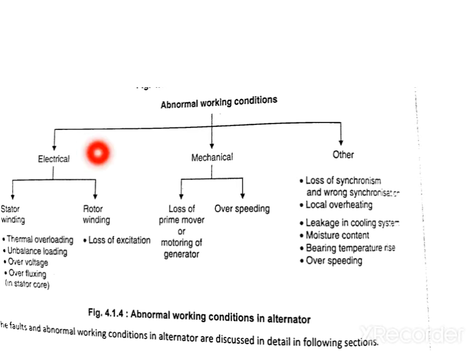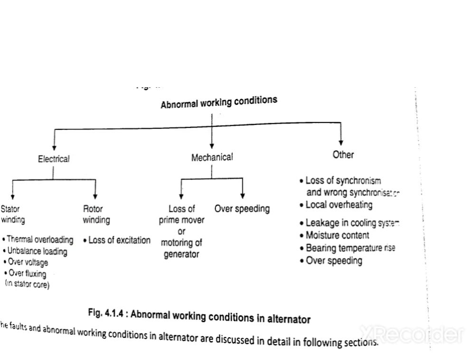While discussing the abnormal conditions in the alternator, they are mainly classified into three categories. First is electrical abnormal conditions, second is mechanical, and third is other conditions. Electrical abnormal conditions are further divided into stator winding and rotor winding. Stator winding consists of thermal overloading, unbalanced loading, overvoltage, and overfluxing. And the rotor winding consists of loss of excitation.